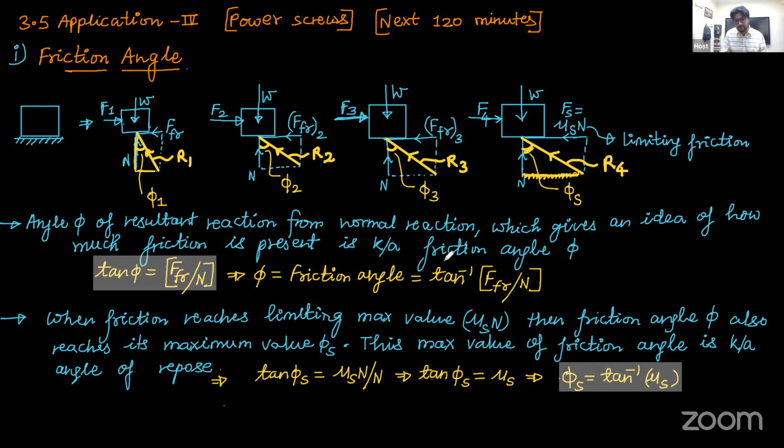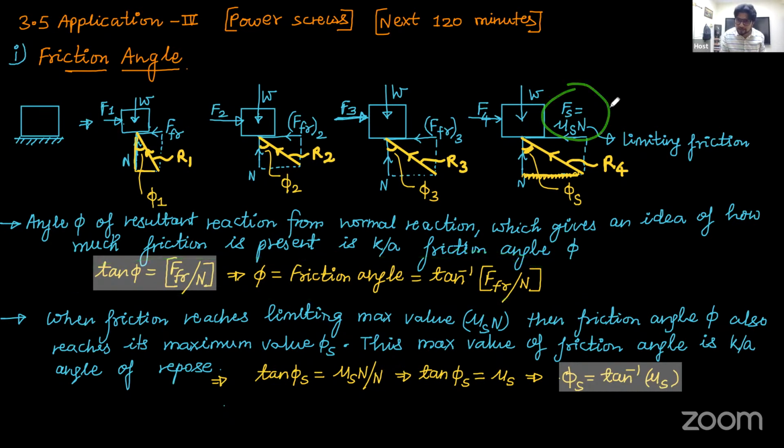And therefore, people named it friction angle. Why do you call it friction angle? Because it gives you an idea of how much friction is present. Less angle, less friction. More angle, more friction. Even more angle, even more friction. So you can calculate that value.